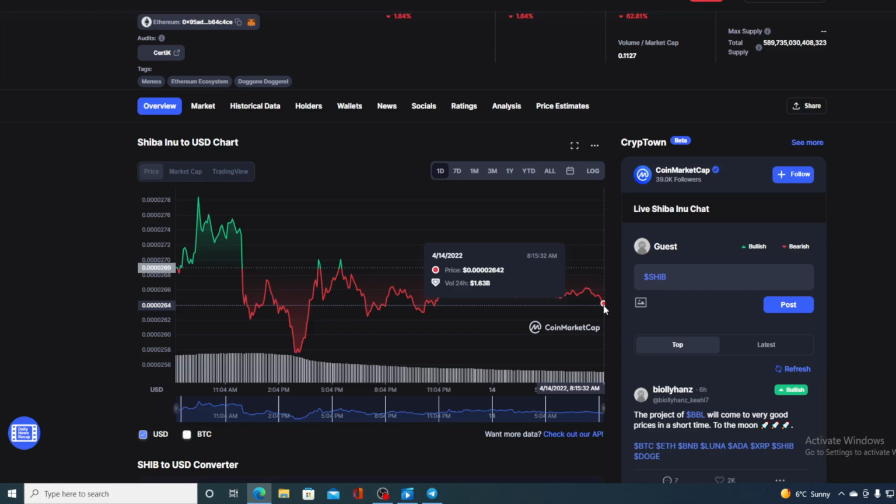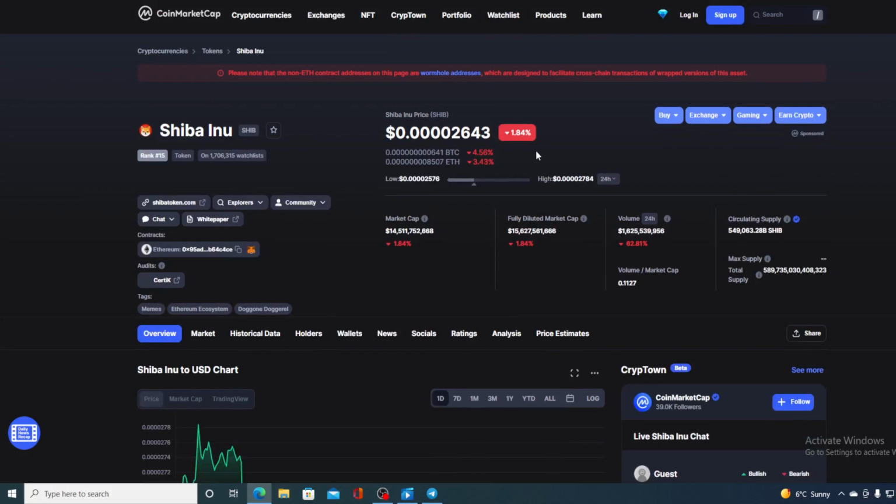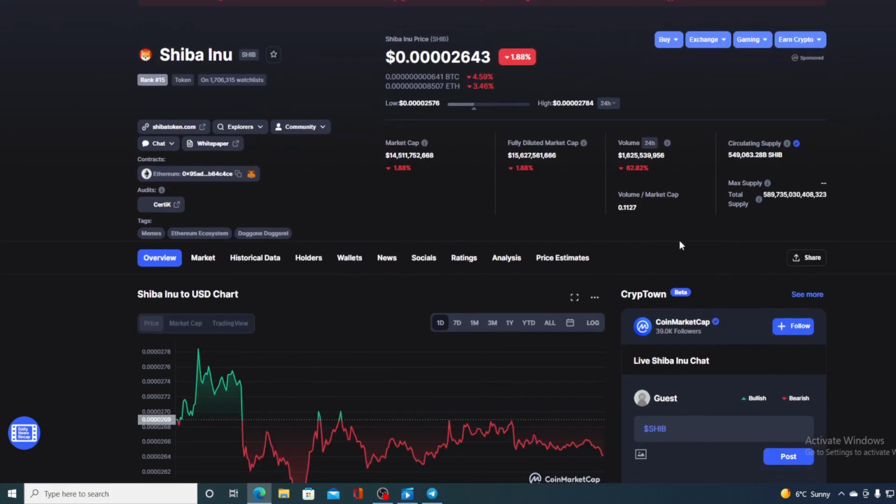Now before we go over the news, let me first share a couple of price details regarding Shiba Inu. If we take a look at the price right now, we can see that the current value is 0.402643, which is actually a drop in the amount of 1.84% in the last couple of hours. The trading volume has dropped since yesterday. Yesterday, if you remember, it was up by 440-something%, and right now it's down by 62.82%, as you can see on the screen.